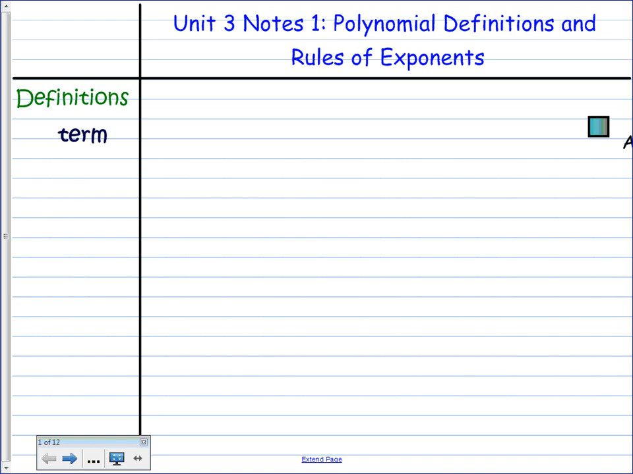Hi, ladies and gentlemen, welcome to our first notes of Unit 3. So this unit is going to be talking about polynomials. We're going to start today off by just going over general rules of polynomials and definitions. So when I say these terms in class, you kind of know what I'm talking about.